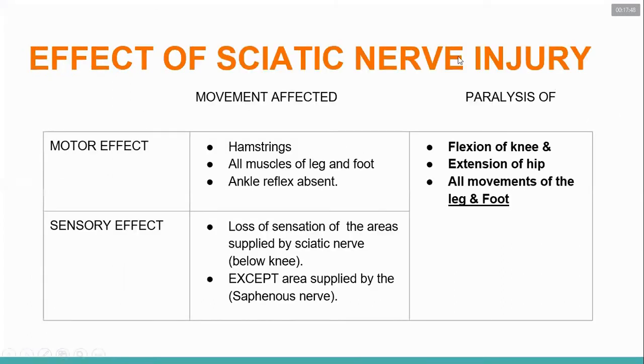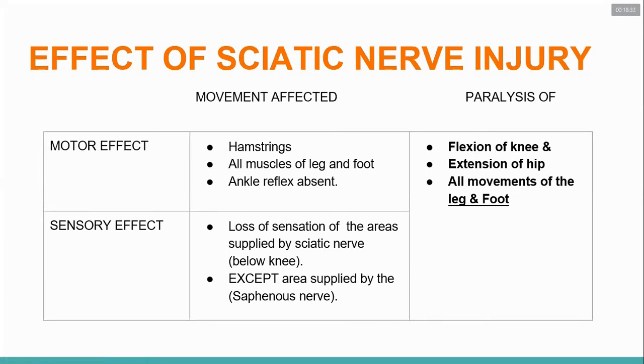So, effect of sciatic nerve injury. Whenever you talk about the effect of any nerve injury, you are talking about the motor effect and the sensory effect. The sciatic nerve usually supplies all the hamstring muscles through the tibial and the common peroneal nerve. So all the hamstring muscles will be affected and all muscles of leg and foot will be affected. This will lead to foot drop because all the muscles of the leg and foot are paralyzed, and your ankle reflex will also be absent because this is mediated by nerve roots S1 and S2, which are involved in the sciatic nerve. If your hamstring is affected, flexion of knee and extension of hip will be weak, not absent.